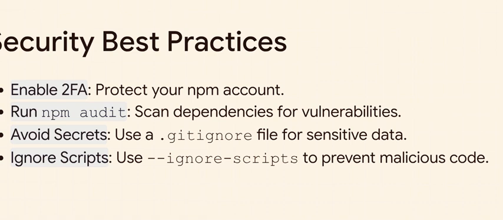First, always protect your own NPM account with two-factor authentication. That's a must. Next, get in the habit of running NPM audit regularly. It'll scan your project for known security holes. Also, be super careful to never publish secrets like API keys. Use a .gitignore file for that. And finally, if you're ever installing a package you're not totally sure about, you can use the --ignore-scripts flag. It helps minimize the risk of a malicious package running code when you install it.